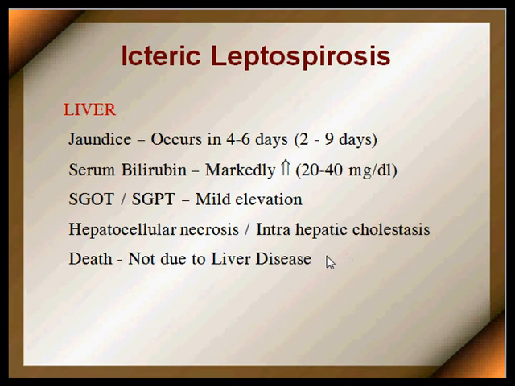Death, if it occurs in a patient of icteric leptospirosis, is not due to the liver disease but due to other complications like hemorrhage, renal failure, hepatorenal syndrome and pulmonary involvement, and usually it is not due to the liver failure. Usually patients who do not have pulmonary, renal or cerebral involvement or hemorrhagic bleeding tendencies, if they have only icteric leptospirosis, they recover usually because the liver function recovers markedly.